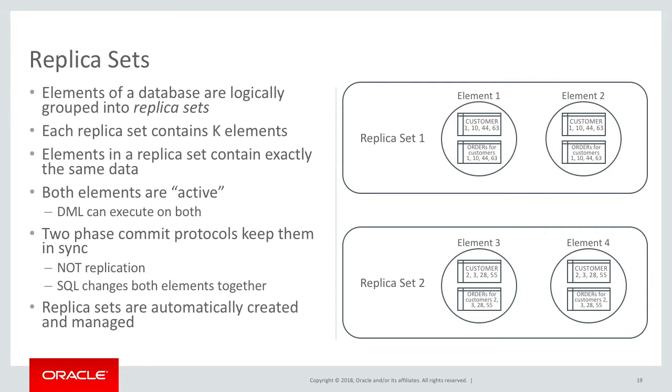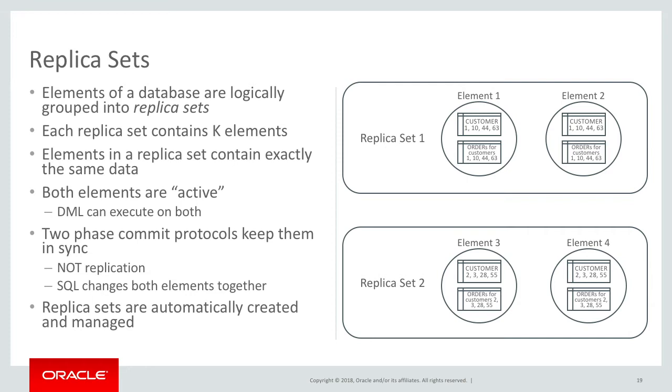Both elements are active, meaning that you can execute DML, you can do inserts, updates, and deletes initiated from either element in the replica set. They're both read-write. You can change them both simultaneously without limitation. It's not an active standby pair, as you might be thinking if coming from TimesTen Classic. We use two-phase commit protocols to keep those 2 elements in the replica set in sync, as well as to keep changes in different replica sets in sync if a particular transaction changes more than one replica set. It's not replication. We change both elements synchronously, basically.